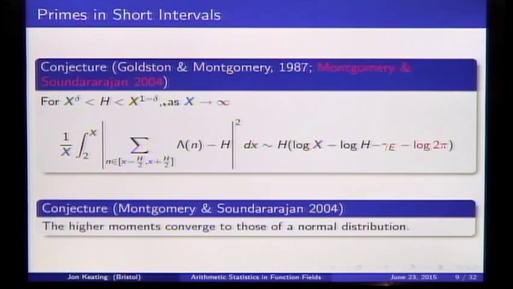So this is the claim, and this is the mean square, and Montgomery and Soundararajan went further and conjectured that the higher moments of this difference converge to those of a normal distribution. So, gamma is Euler's constant. Yes, I should have said that. Thank you. So that's the description, if you like, of the variance of the fluctuations that Gauss observed between kiloyads. In his case, h would be 1,000, and x would be somewhere ranging in the first 3 million.